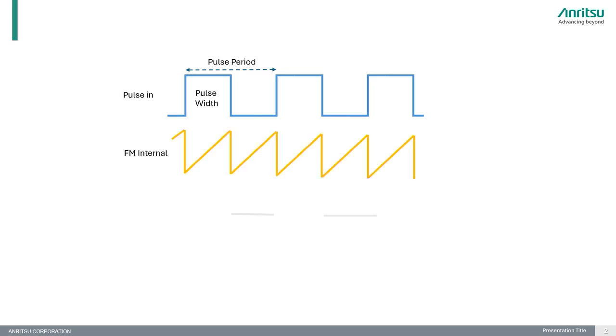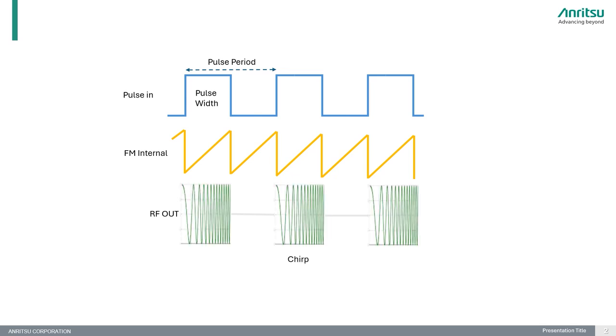Next, we use a ramp waveform for FM modulation. The start of the ramp is always synchronized with start of the pulse. The period of the ramp is set equal to the pulse width. When we simultaneously enable FM and pulse modulation with synchronized waveforms as they are shown here, we get a CHIRP.